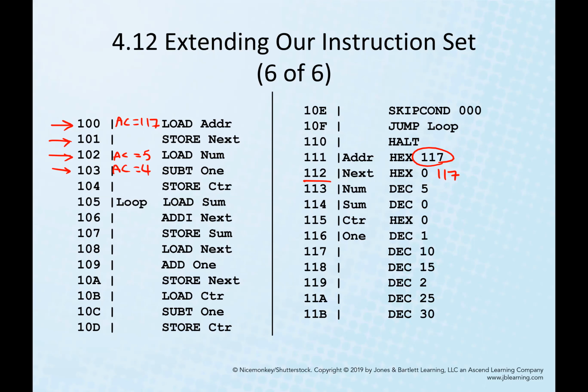Let's move on. Store CTR, control. It means that number 4 should move to the control address. Control is just an address. So CTR will have the value 4. Any question? We move line by line to see what this program does.